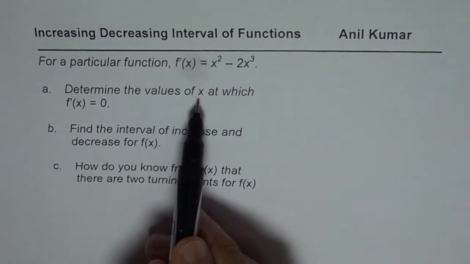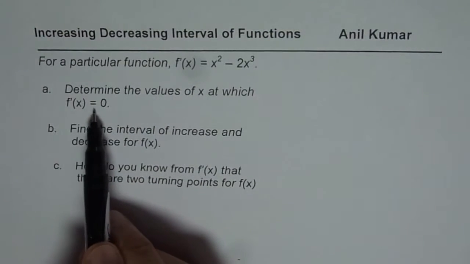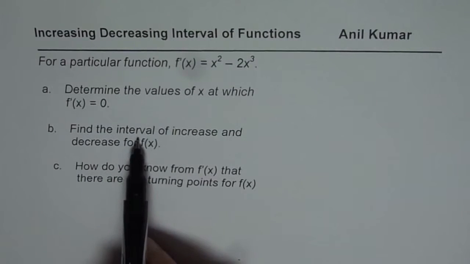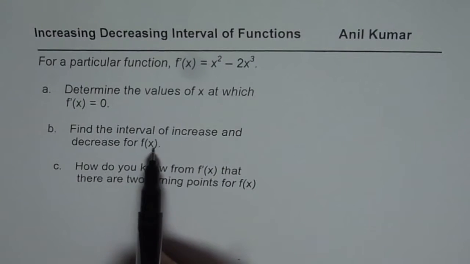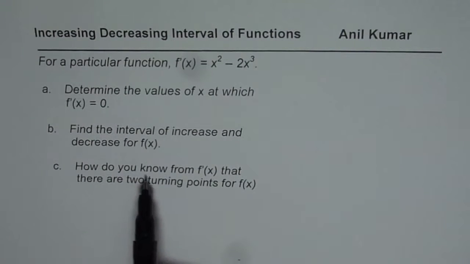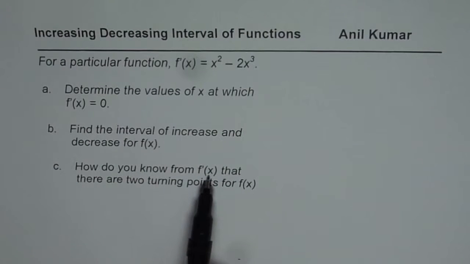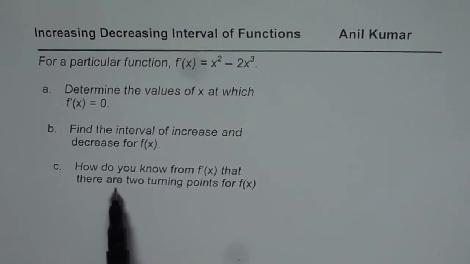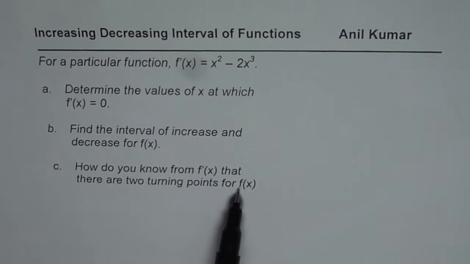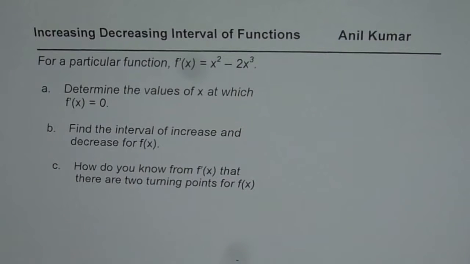Determine the values of x at which the derivative is 0. Find the interval of increase and decrease for the function. How do you know from the derivative of the function that there are two turning points for the function? So let's answer them one by one.